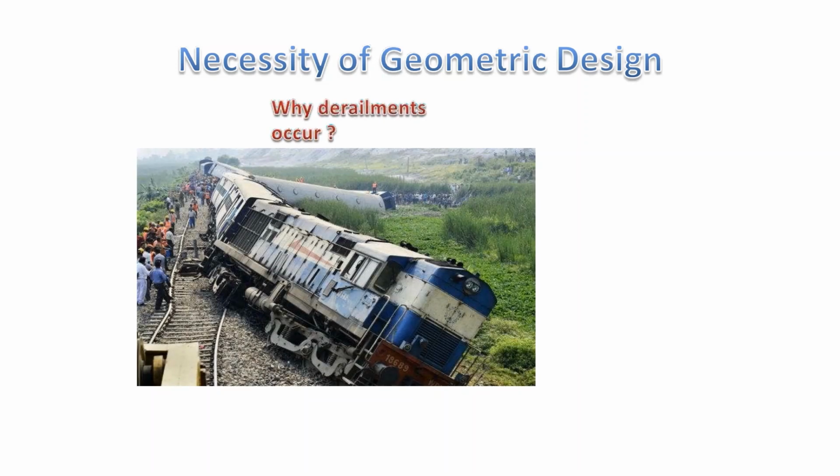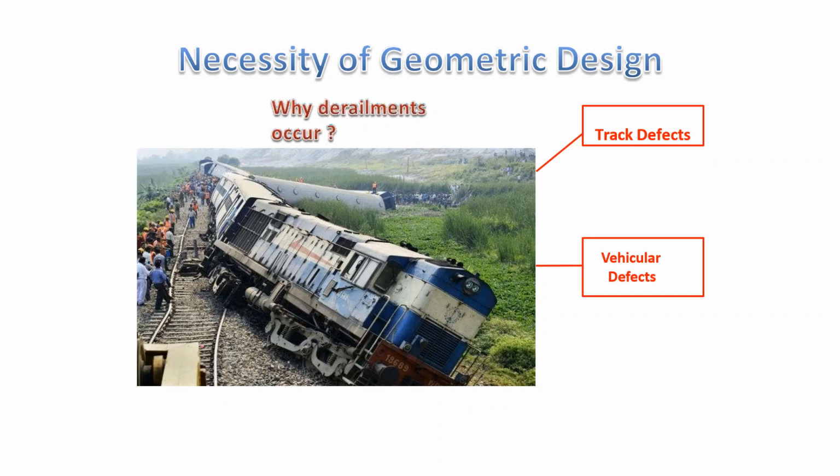So what is the necessity of geometric design? Do we need to provide a proper geometric design, or can we simply lay the track? If we go and see the details of derailment, it can happen due to three reasons. One is due to the track defect. Another one can be due to the vehicular defect, like the rolling stock. If there is some damage in that, that may lead to accident.